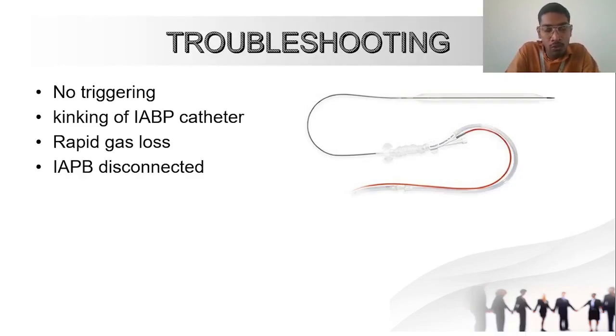So what are the troubleshooting issues with the device? No triggering. Kinking of IABP catheters. Kinking, you know what is kinking? It is nothing but kinking of the catheter. And also rapid gas loss, where in the intra-aortic balloon pump we use helium gas, so the gas may be lost rapidly. And also, the catheter, the console, the wire connections or the circuit may be disconnected rapidly.